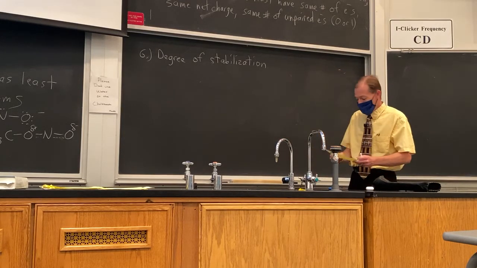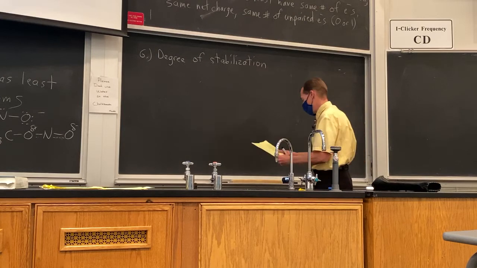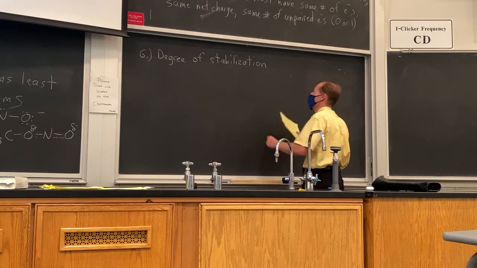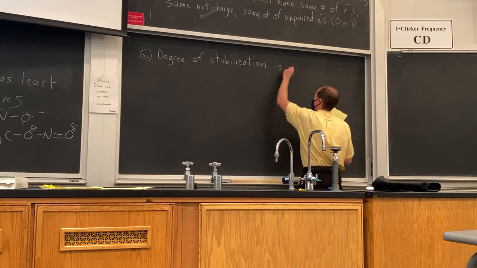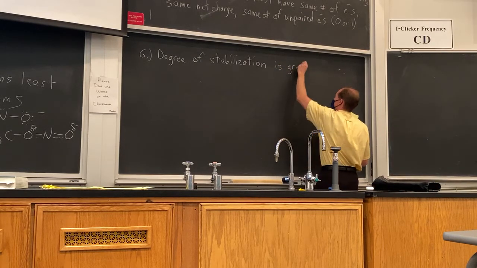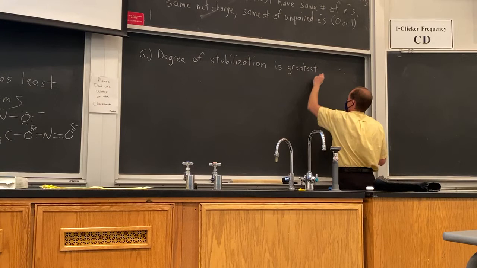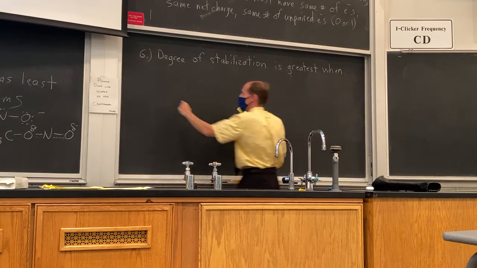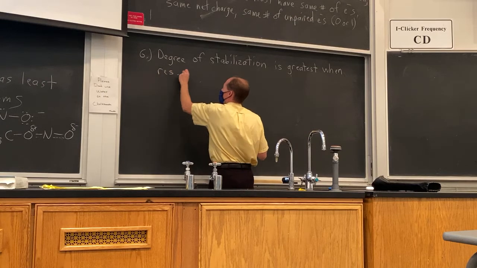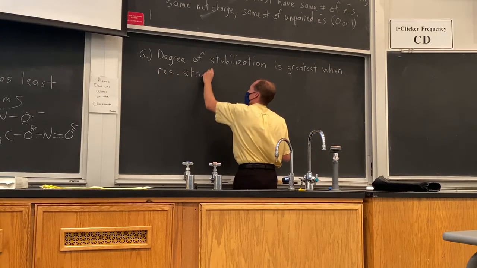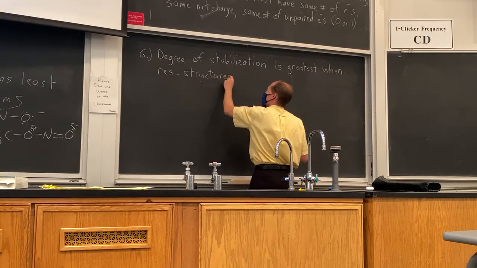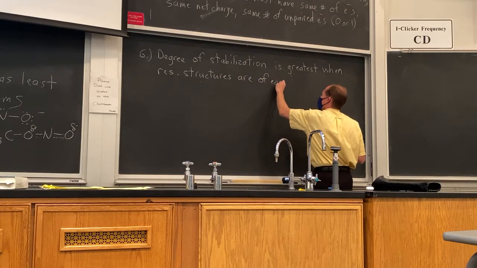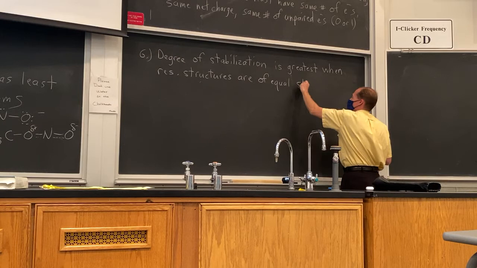Okay? So the degree of stabilization, or how much stabilization we get due to resonance or electron delocalization, is greatest when our resonance structures are of equal stability.